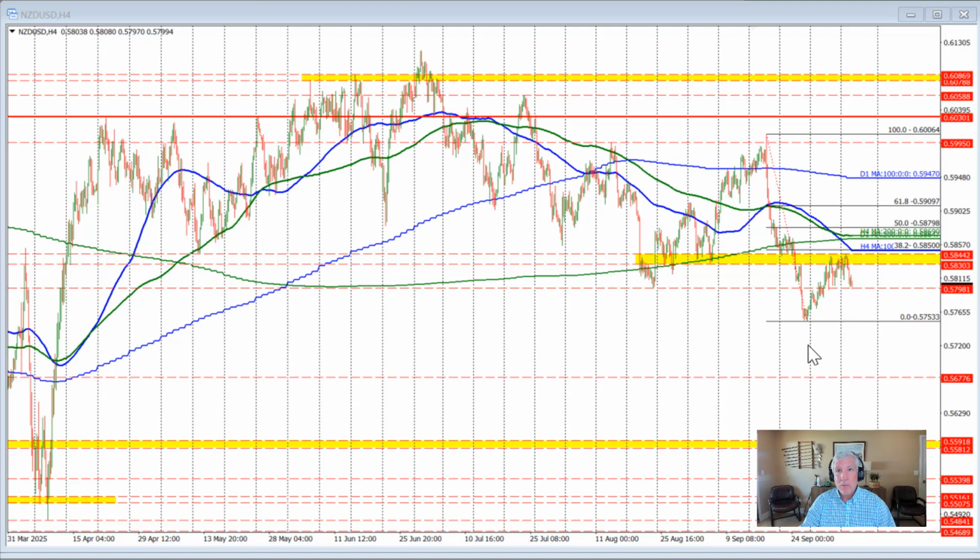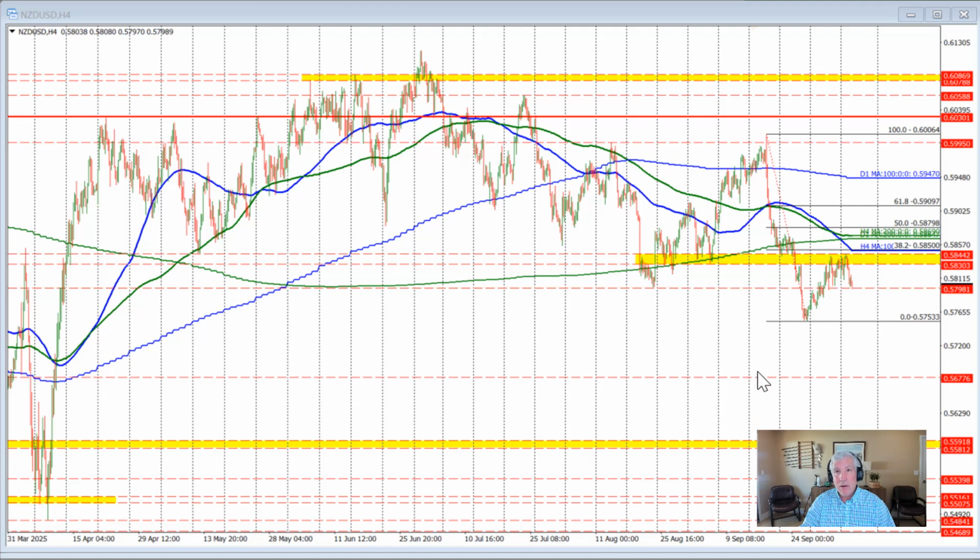That is, if we move down, let's say through here and move down toward the low price from 2 weeks ago at 0.57533, any sort of corrective move, you would expect to see sellers leaning against this level. So be aware of that dynamic as well, and with a rotation further to the downside expected off of that.